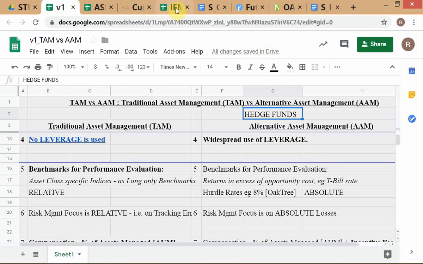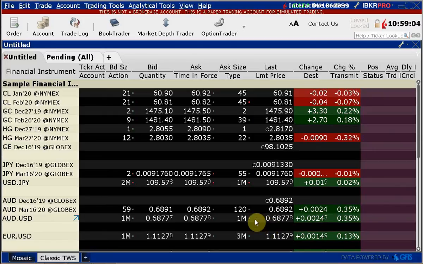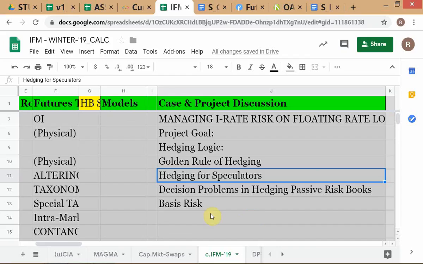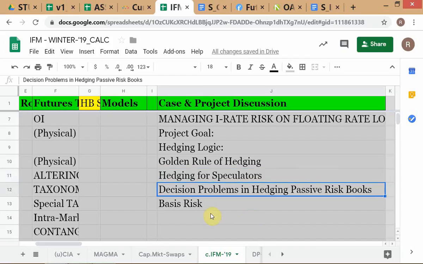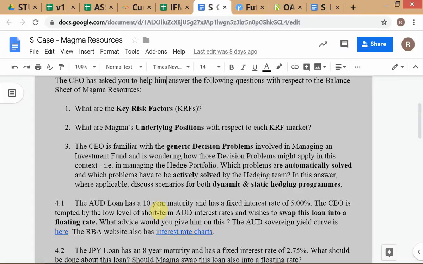Let us see what is our next topic. Decision problems and hedging passive risk books. I'll give you a preview; it's already in your notes. We have not yet finished the case. Be quiet. Question number 3 in the case, we are discussing this now.